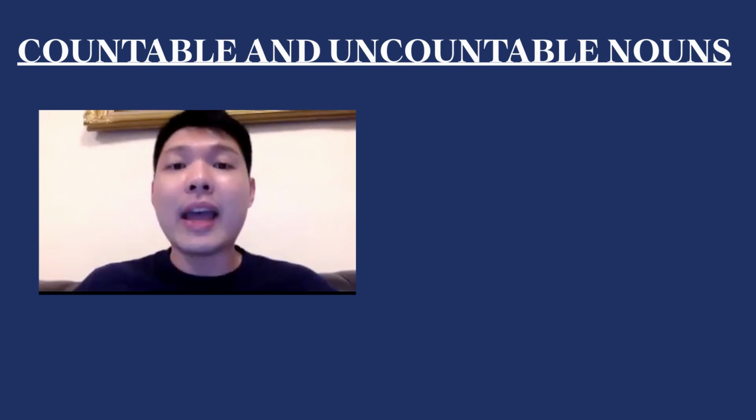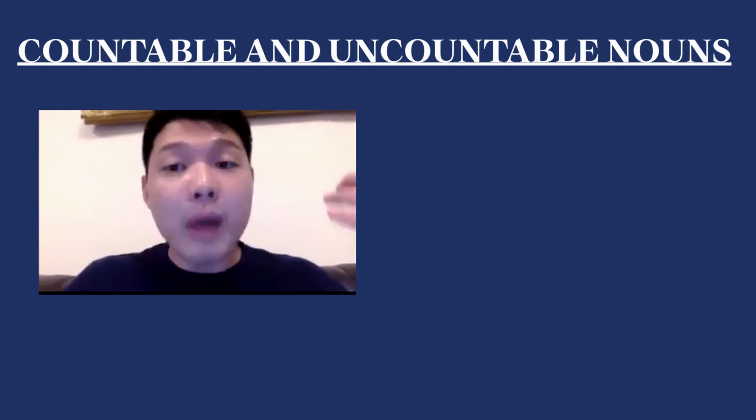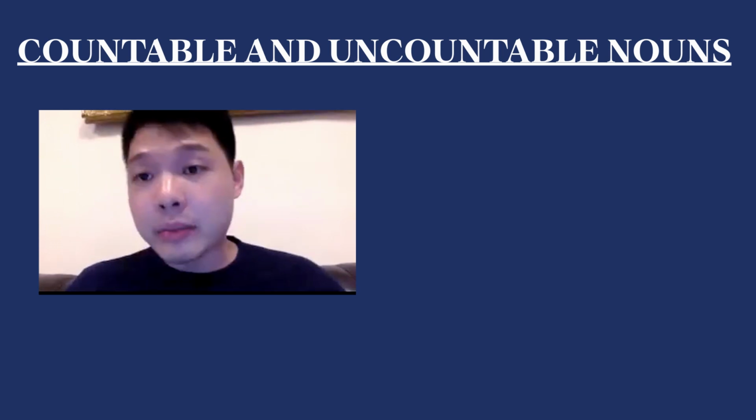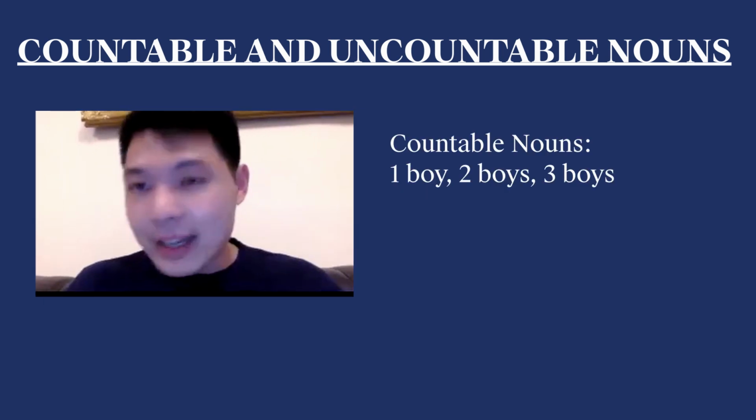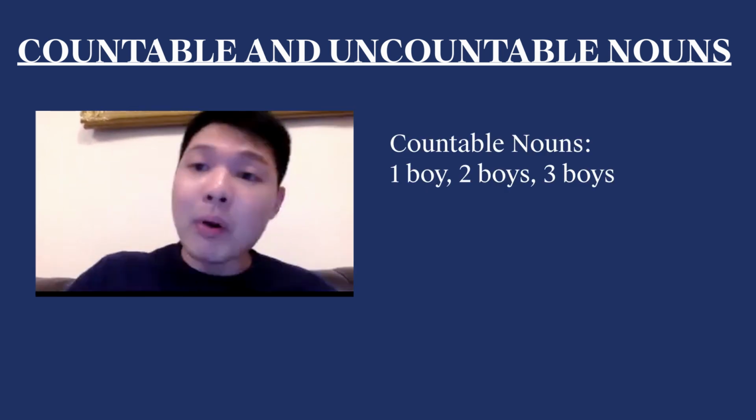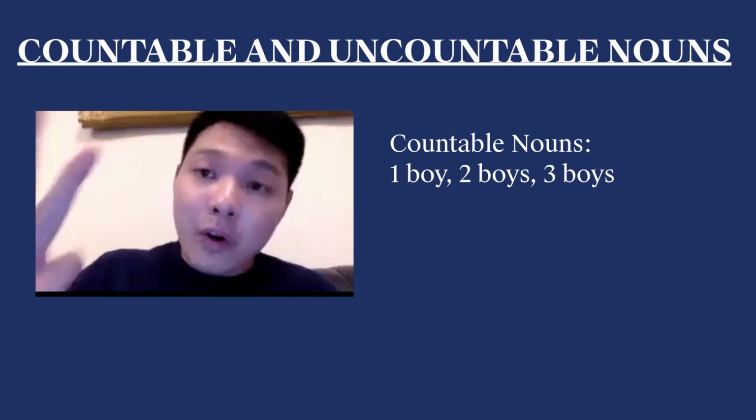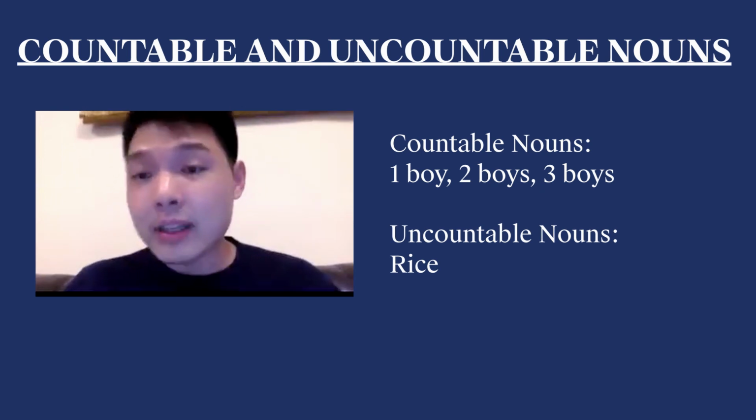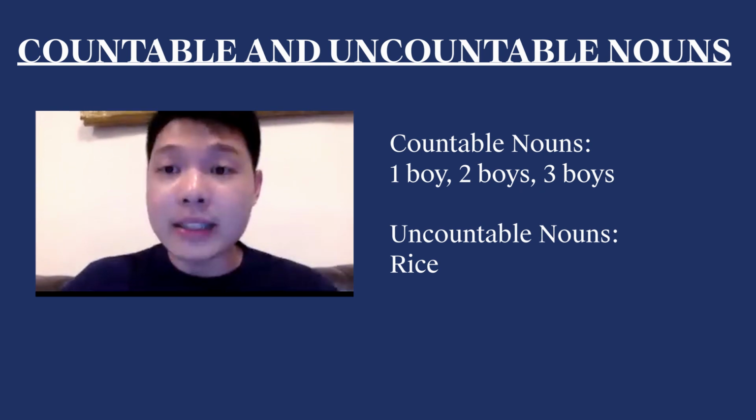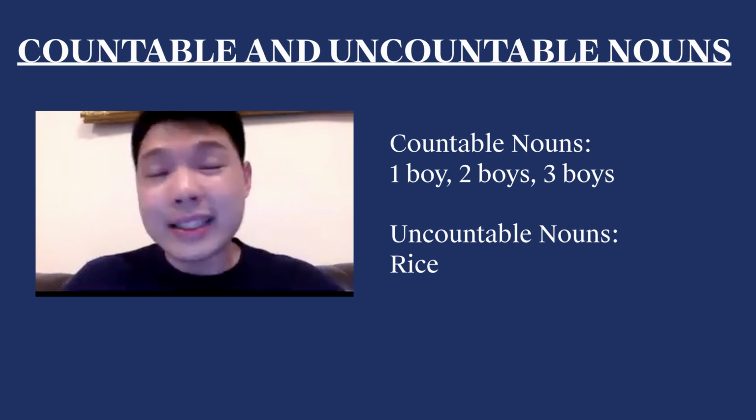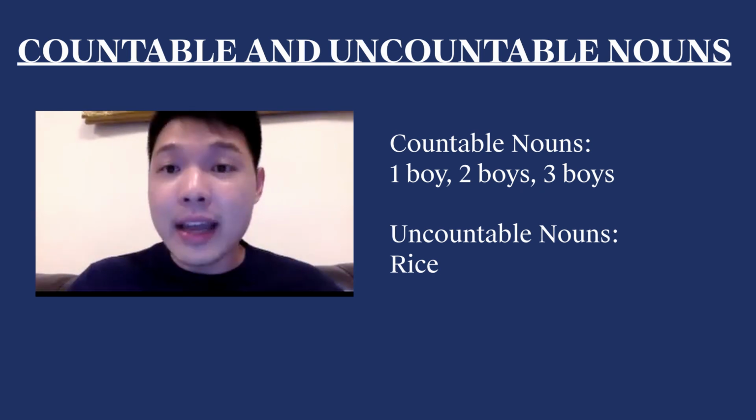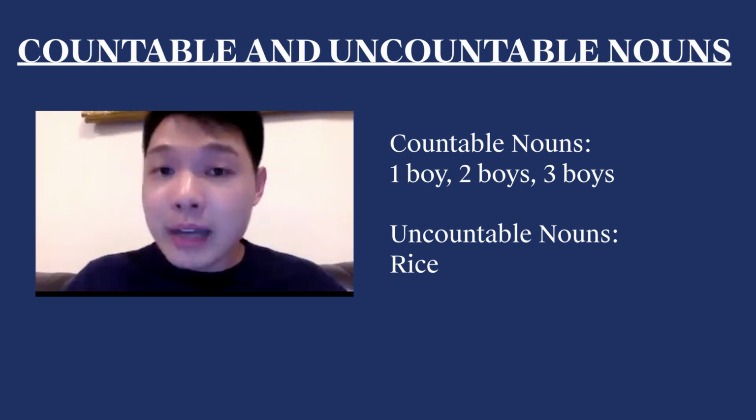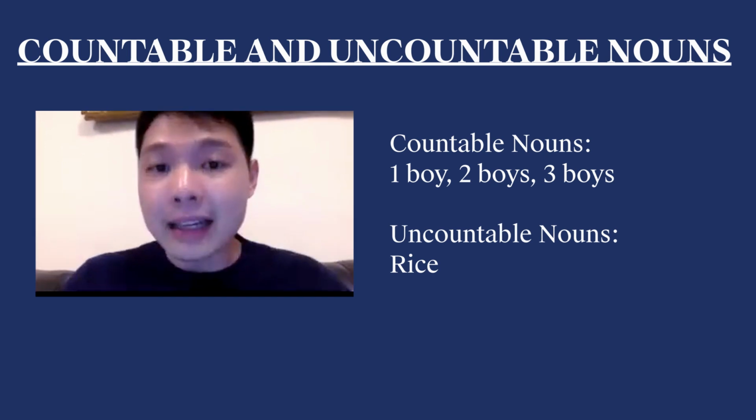The last question type, of course, is countable and uncountable nouns. You need to know what are countable nouns and what are uncountable nouns. Countable nouns basically are nouns that you can count. 1 boy, 2 boys, 3 boys, 4 boys, 5 boys. Uncountable nouns are things that you cannot count. For example, you cannot count rice. You don't say 1 rice, 2 rices, 3 rices. You don't say that. So when you are unable to count a noun, that noun becomes uncountable.